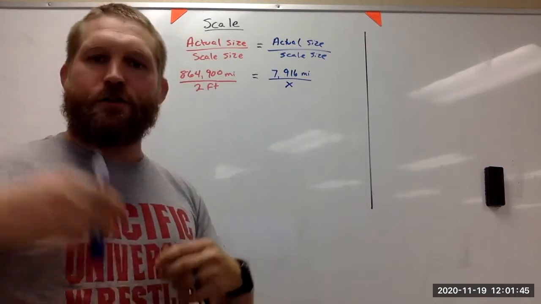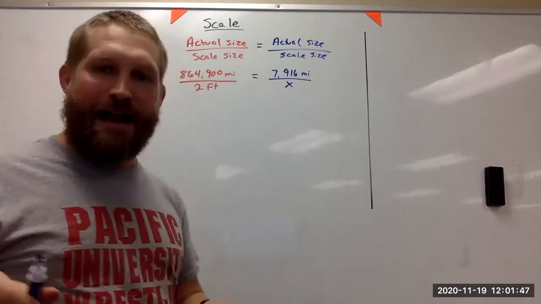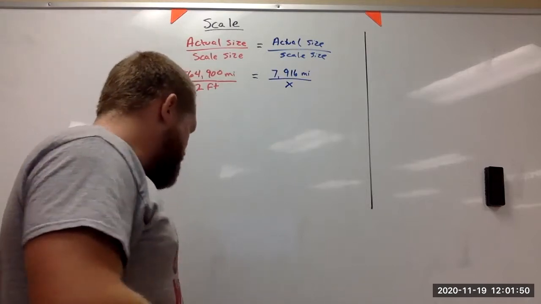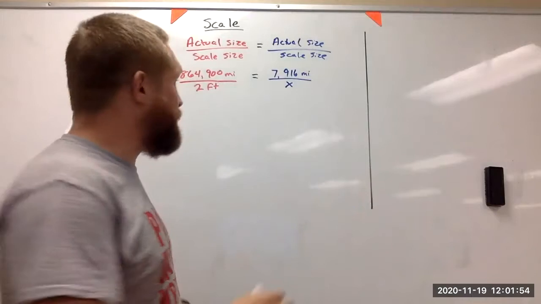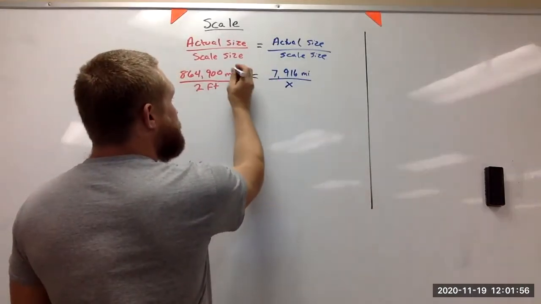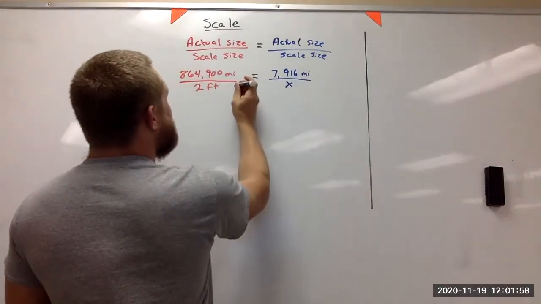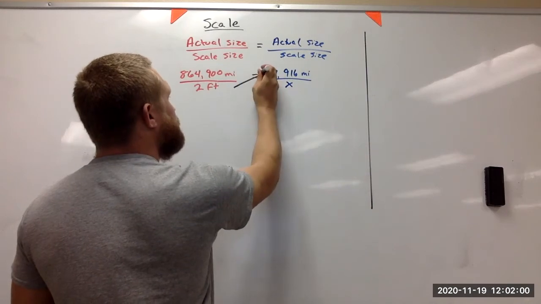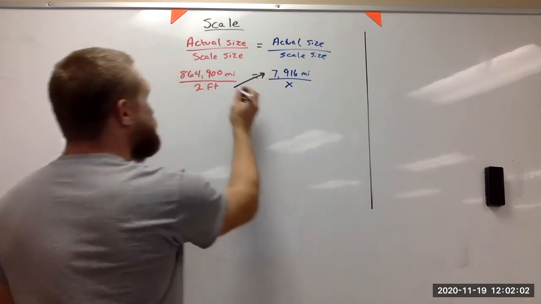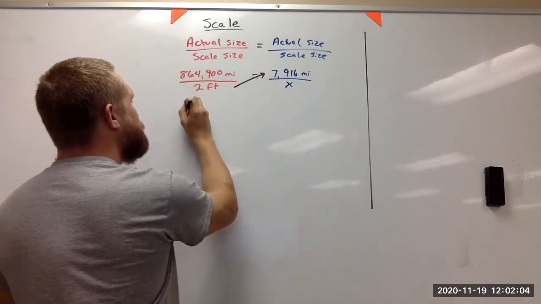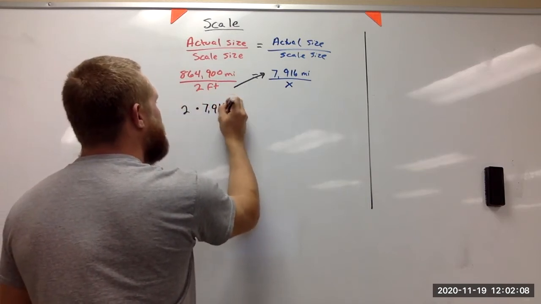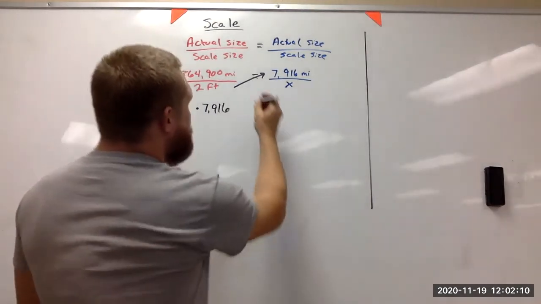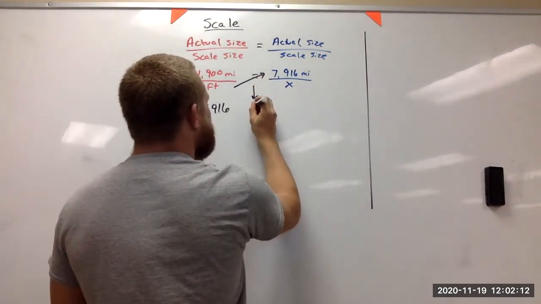Now I'm going to do something called cross multiplying and dividing. And the reason it's called cross multiply and divide is because that's exactly what I'm going to do. I'm going to cross multiply. So that means this equals, I'm going to make an X here. Okay, so I'm going to multiply this by this. So that gives me 2 times 7,916. I'm going to move down my equals sign.